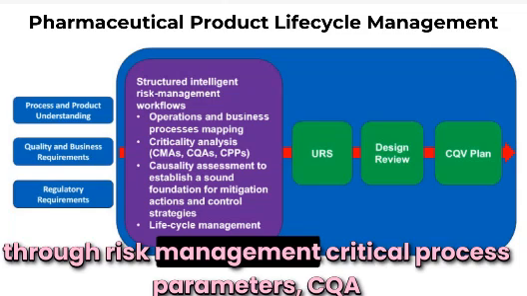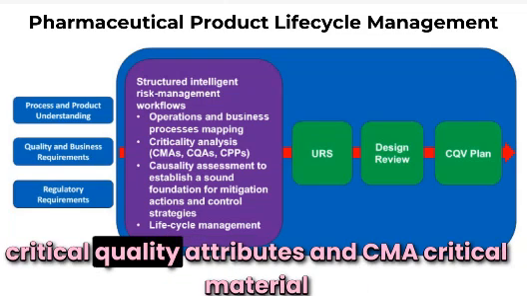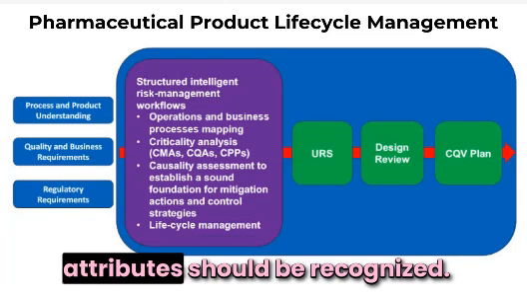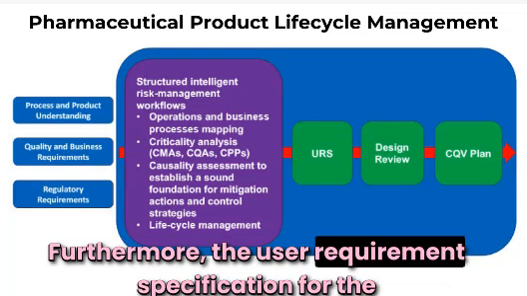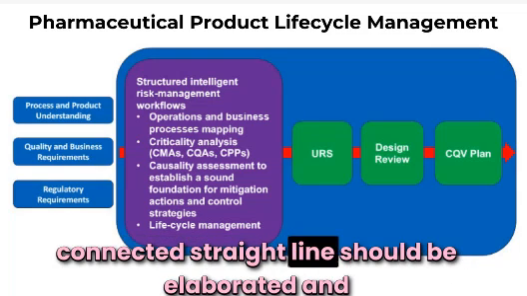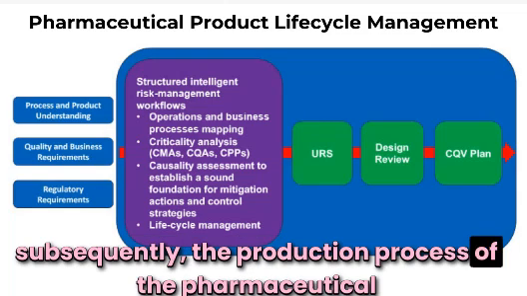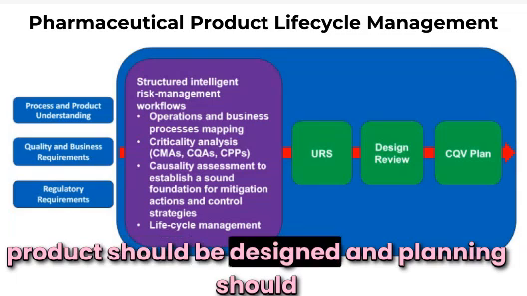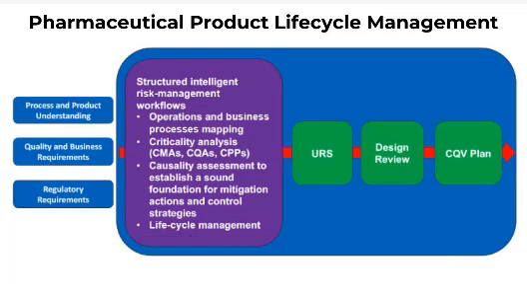And CPP, critical process parameters, CQA, critical quality attributes, and CMA, critical material attributes, should be recognized. Furthermore, the user requirement specification for the connected straight line should be elaborated, and subsequently, the production process of the pharmaceutical product should be designed, and planning should be carried out comprehensively.